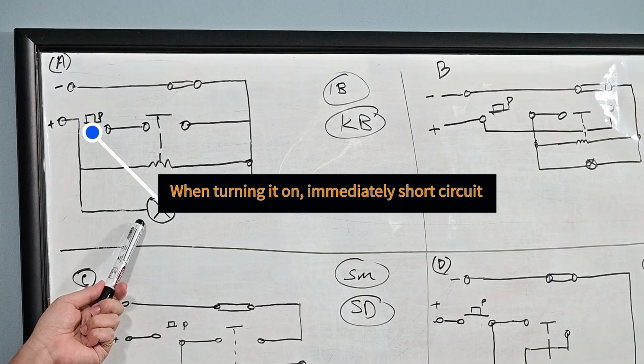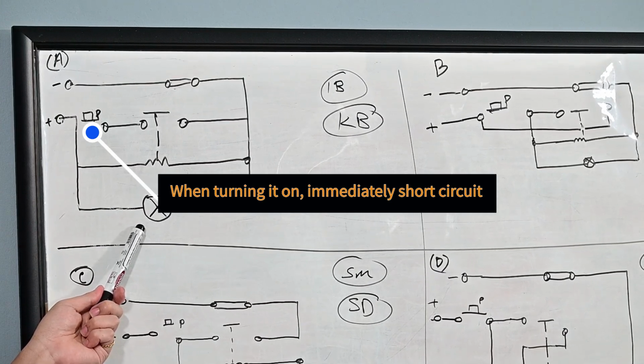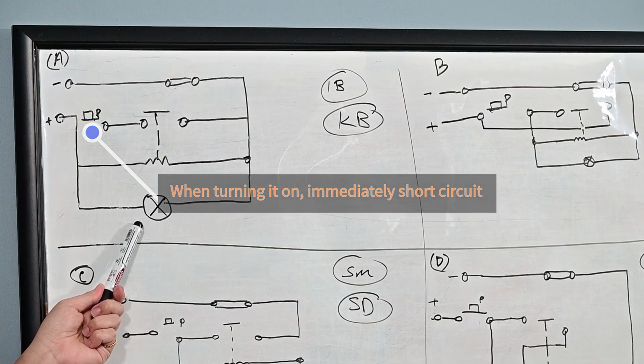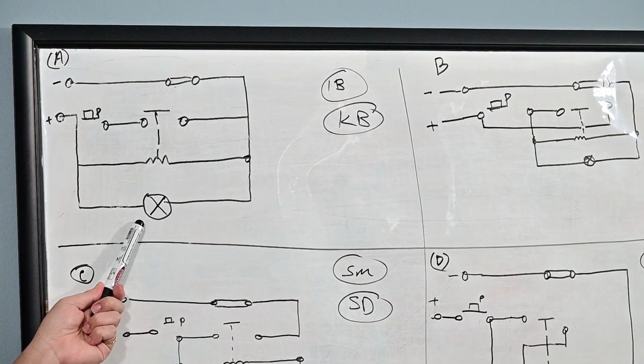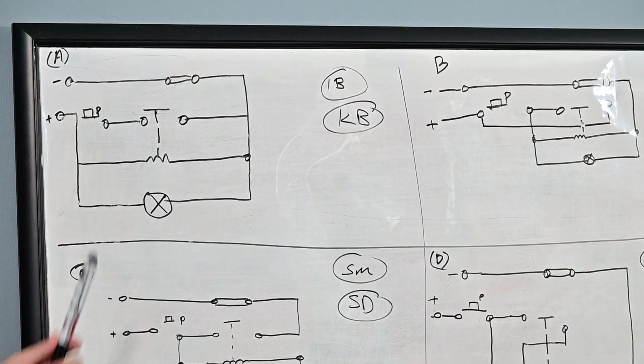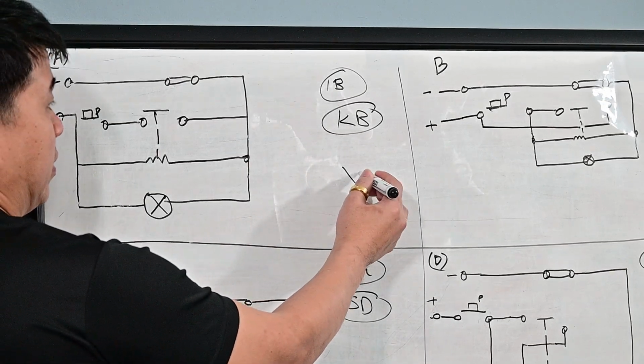Yes, correct, I press the button. On the center one, no, I don't need to press any button. The light is on, right? Press, also light. You release, also light. So this is wrong. This is not the correct circuit.